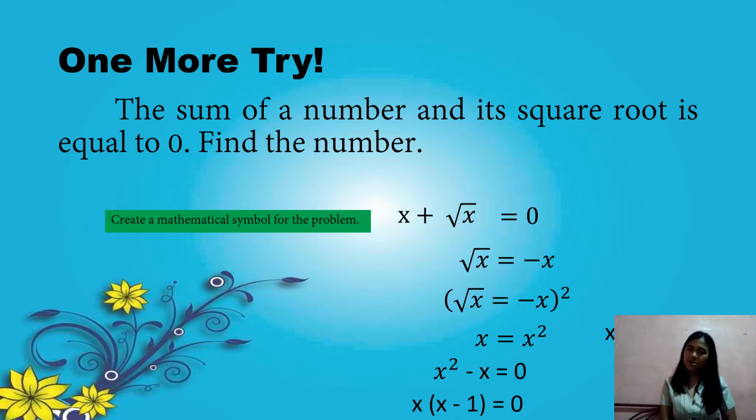If x is 0, so you have 0 plus the square root of 0 is equal to 0. Is it equal to 0? 0 plus 0 equals 0, of course. So 0 is an answer to the problem.